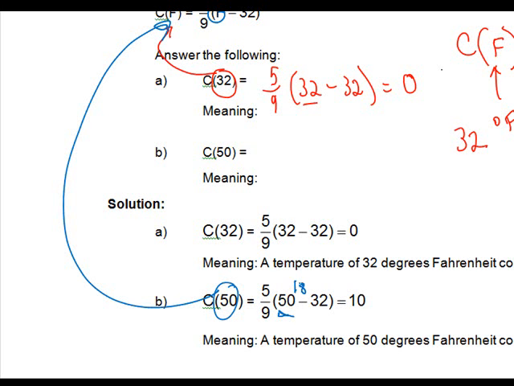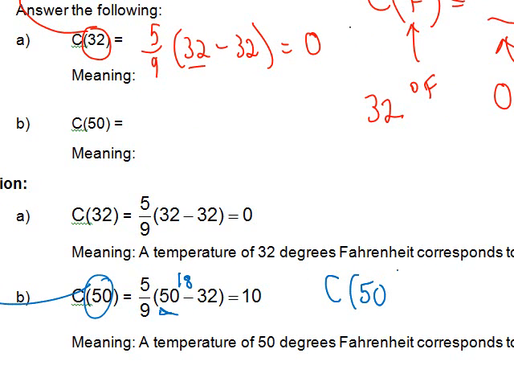So again, what does that tell us? Well, let's start off. I know I have c at 50, and the computation gave me 10. Remember, 50 is degrees Fahrenheit per units, 10 is degrees Celsius, so a temperature of 50 degrees Fahrenheit corresponds to 10 degrees Celsius.